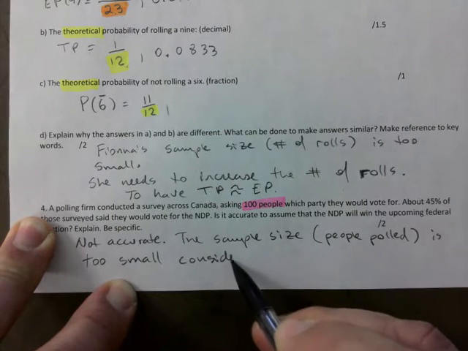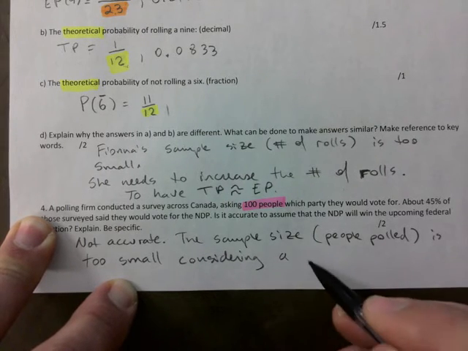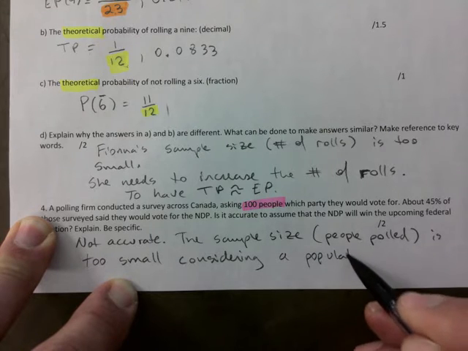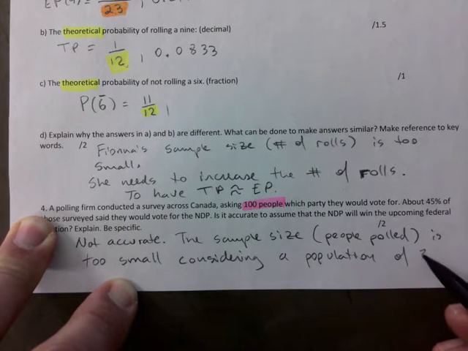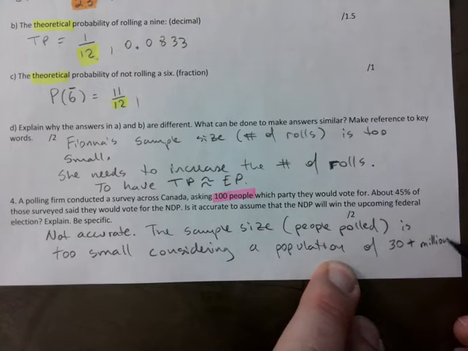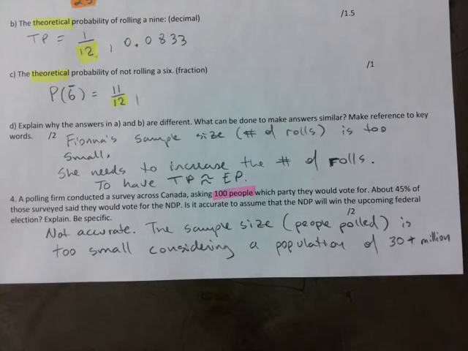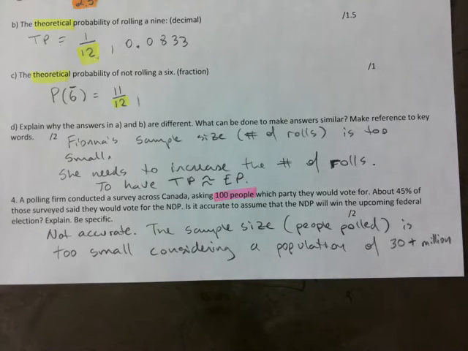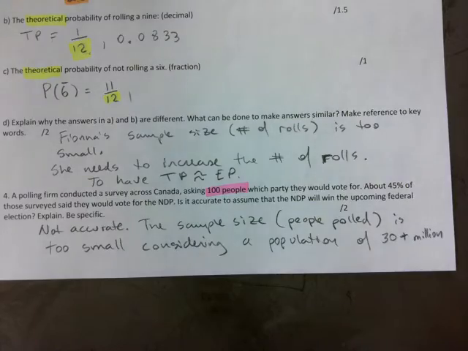Considering a population of 30 plus million. Okay, something like that. Relative to 100 people for Sisler, like if they ask who are you going to vote for in the next student council election? 100 people for Sisler would be okay, right? 100 compared to 1,800 students, it's okay actually, but not compared to the country, right?